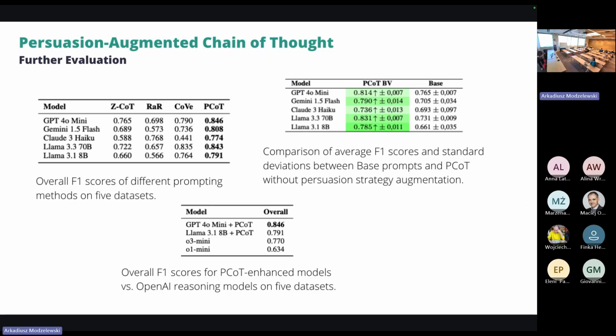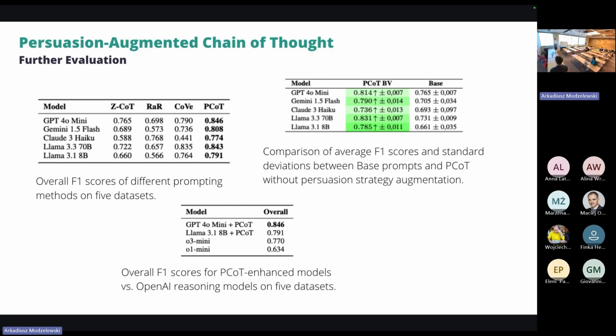As I said, there are a lot of different evaluations which I've done, and some of them are shown here. I've checked PCOT in comparison to 3 other prompting methods like rephrase and respond, or chain of verification, zero-shot chain of thought, and all of these improvements are significant.